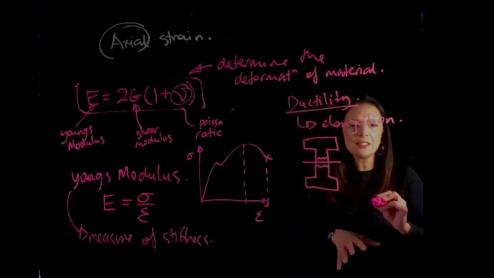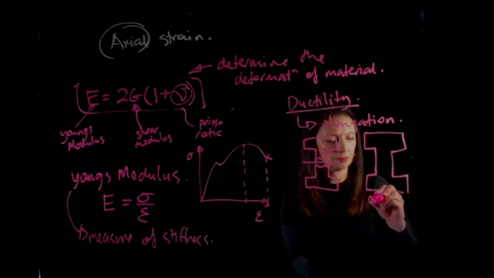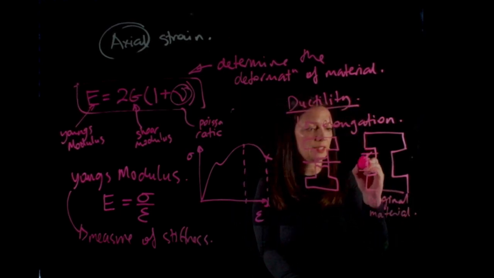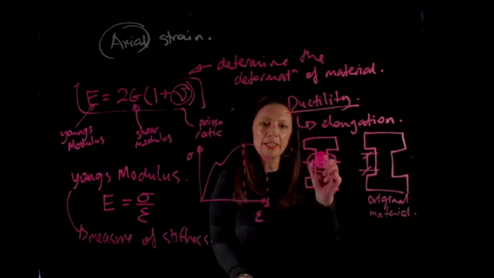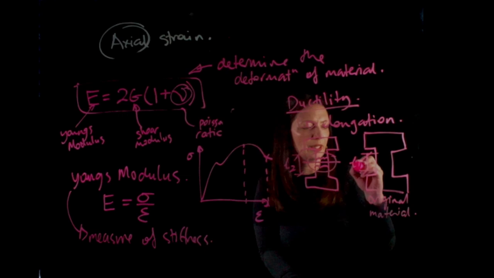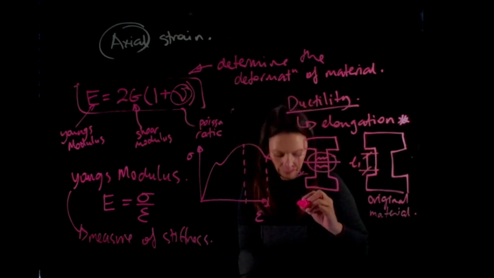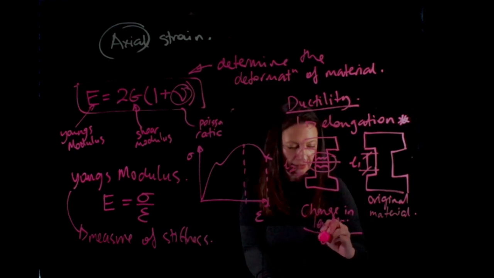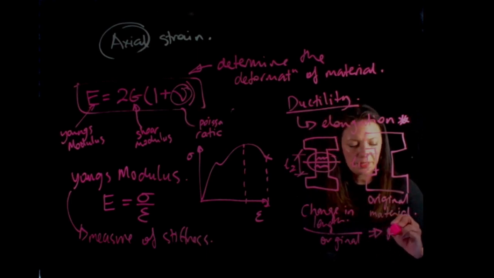If I take the original material and measure, this is the original material. When I measure the gauge length, so this length, and I join the two broken parts together, and I measure the gauge length again, so that's going to be, call that two, call that one, or original. The elongation is a ratio, so it's going to be the change in length on the original length. And that is represented in the form of a percentage.